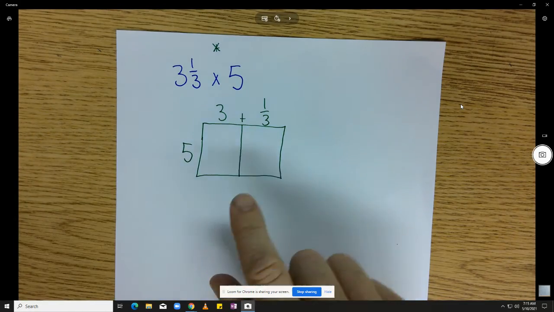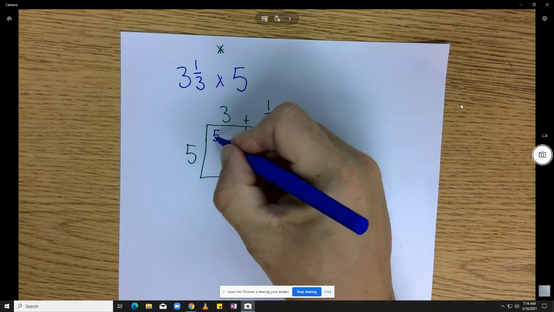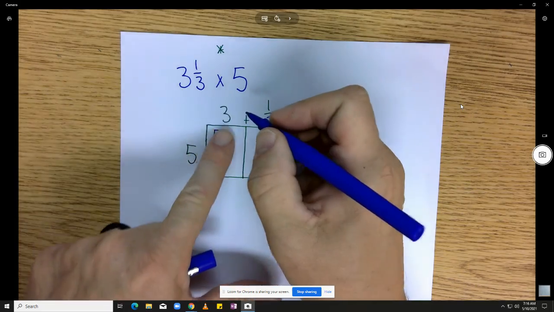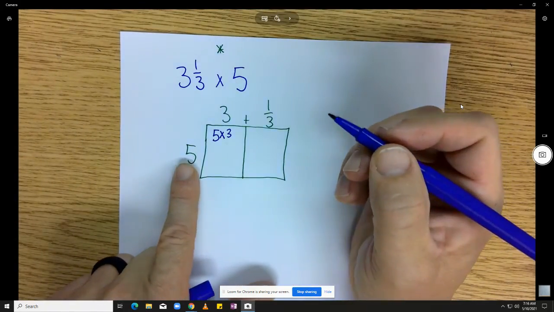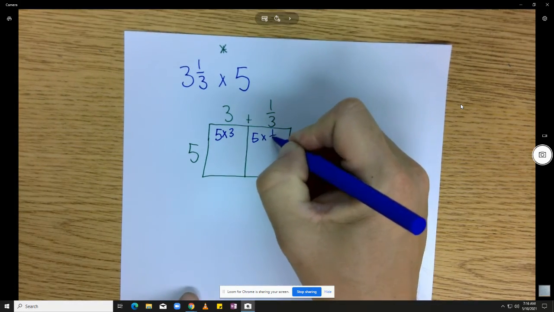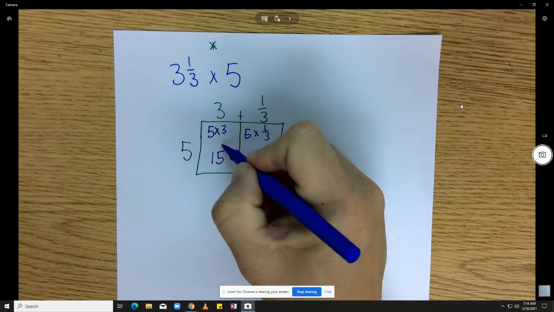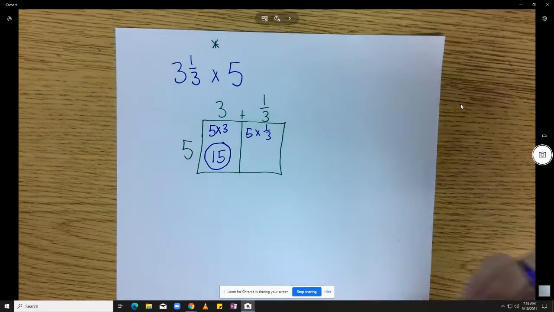And then Mr. Manderfeld has always asked you to write what actually is going in there, not just put the product right away. First, we know that 5 is coming over, 3 is coming down, so we have 5 times 3. 5 is coming over, 1/3 is coming down. And then just multiply. 5 times 3 is 15. Mr. Gilroy always had us circle it so we know we're done.